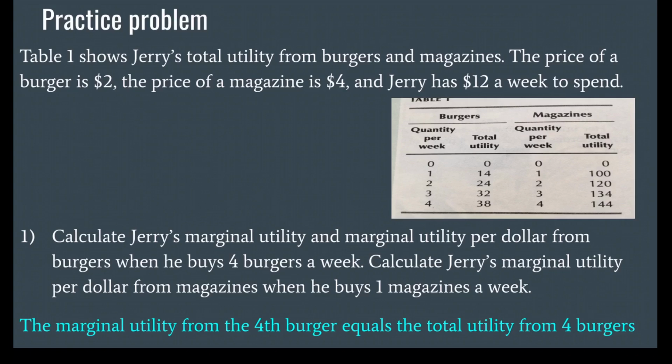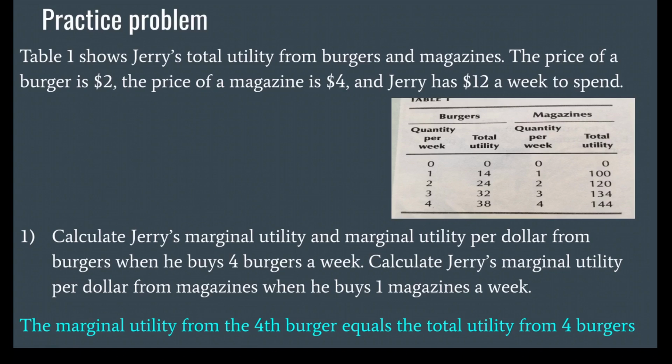Practice problem. Table 1 shows Jerry's total utility from burgers and magazines. The price of a burger is $2 and the price of a magazine is $4, and Jerry has $12 a week to spend. Calculate Jerry's marginal utility and marginal utility per dollar from burgers when he buys 4 burgers a week. Calculate Jerry's marginal utility per dollar from magazines when he buys 1 magazine a week.